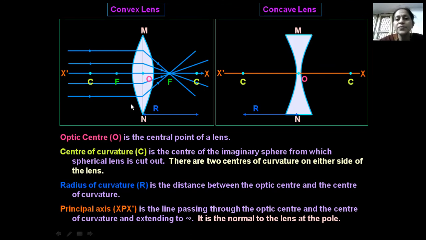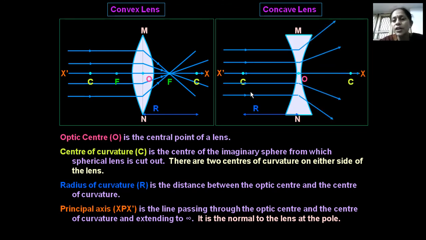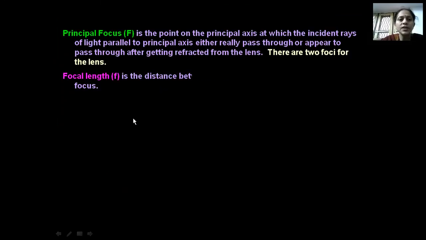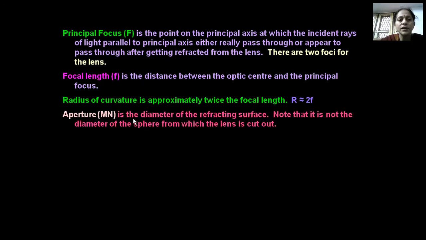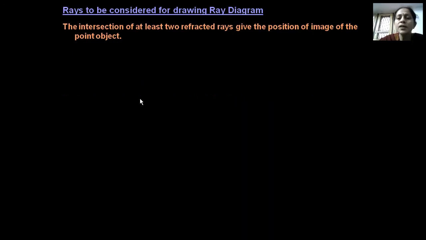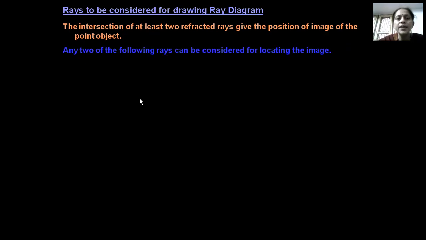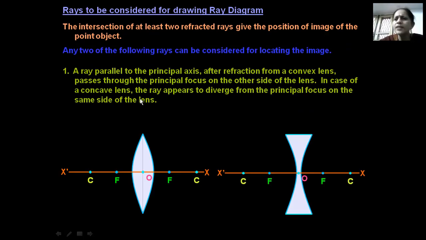Again, see, F is the focus. Here for the concave lens, it is diverging and the rays will appear to come from a point when we extend them back. What will be the name of this point? It will be the focus for the concave lens. So it is negative here and positive there. These are the definitions. Please go through them.